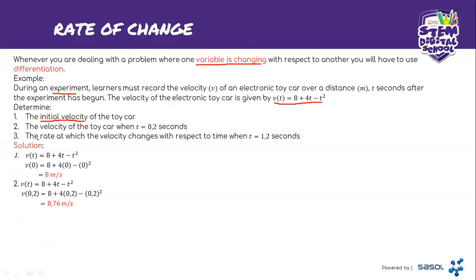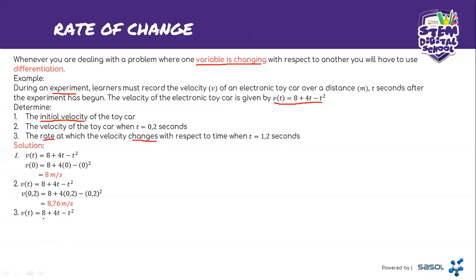The last question asks for the rate at which the velocity changes. Remember earlier on we talked about a variable changing. Now, with respect to time, when time is equal to 1.2 seconds, remember we apply the differentiation. Then let's see how we do that.